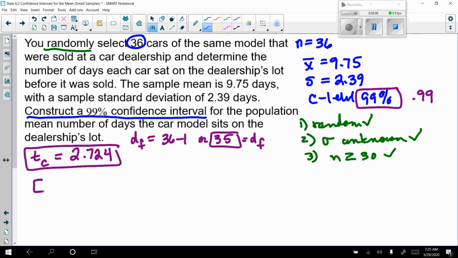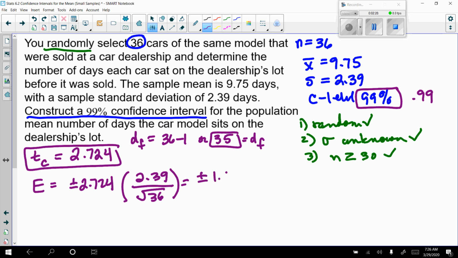From there, we find our margin of error, which is plus or minus 2.724 times the standard deviation, 2.39, divided by the square root of n, which is the square root of 36. Plugging that in to our calculator, we get plus or minus 1.08506.